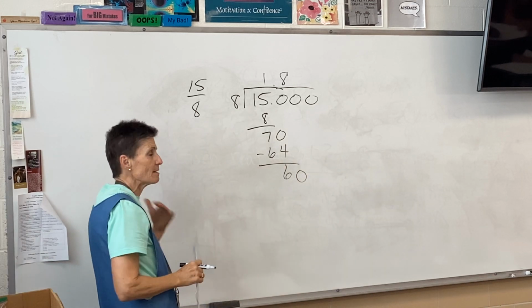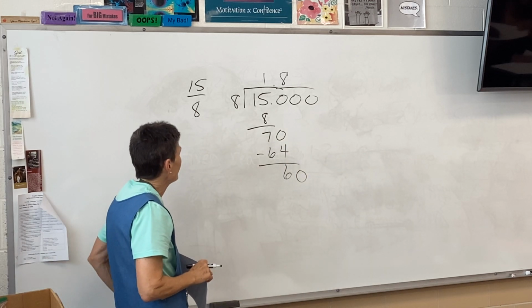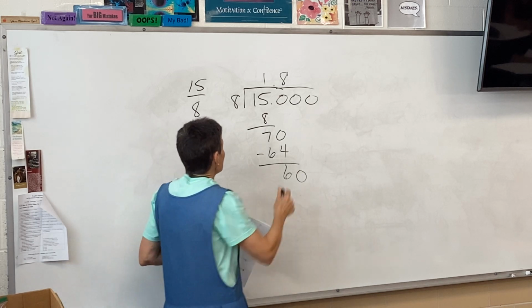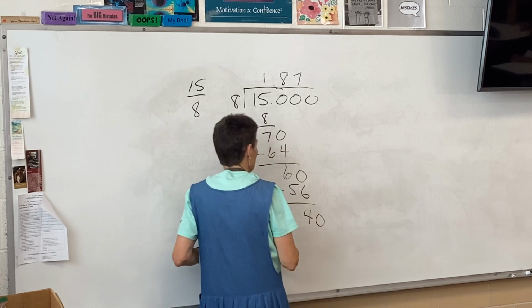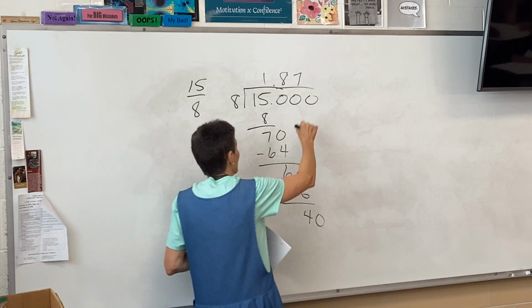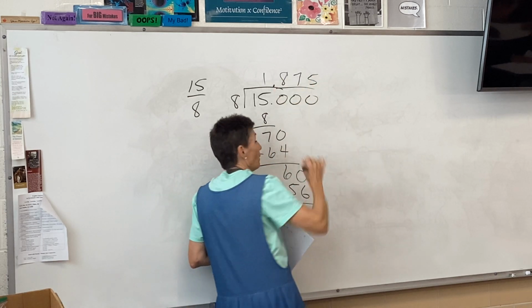Remember, we just keep bringing down zeros. All right, how about 8 into 60? 7. Oh, now I think we're finally done because 8 goes into 40 five times. So 1.875.